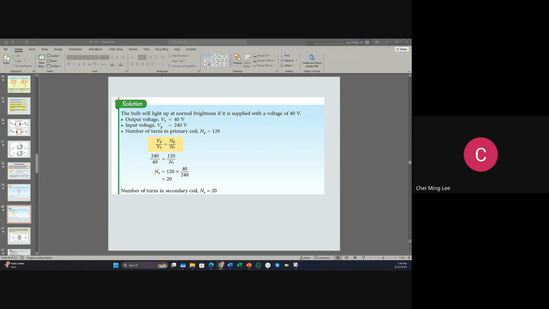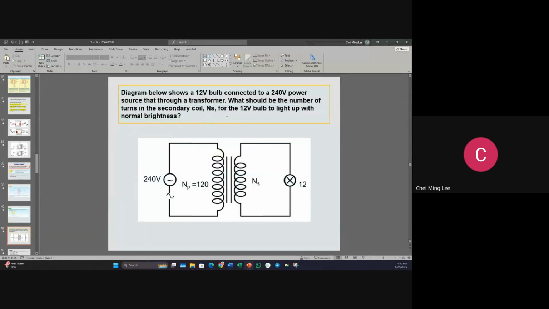Okay, you did it correctly for this one? Yes? So now let's continue with the next one. The diagram below shows a 12 volt bulb connected to a 240 volt source through a transformer. So what should be the number of turns in the secondary coil for this 12 volt bulb to light up? It's almost the same way, so try to do this as well.